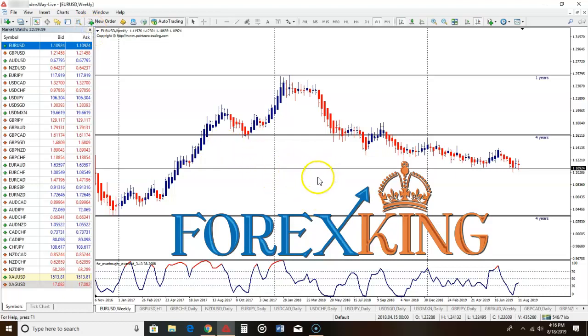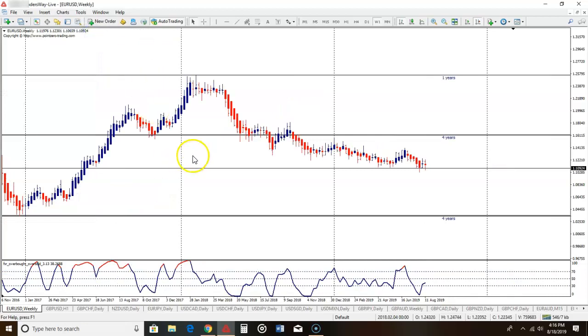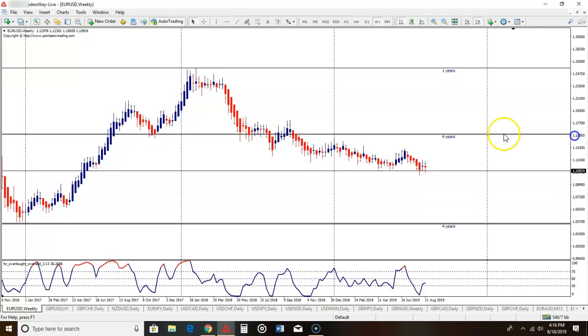Let me show y'all how to trade for big profits. I'm going to show you how to take trades that are going to give you a lot of profits. These trades come with a high level of probability that you will be correct in the trade.